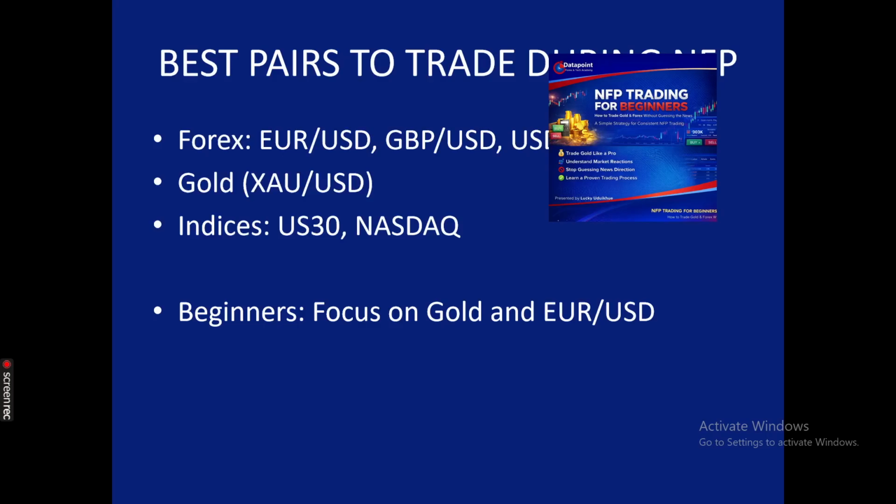Then among commodities, you have gold, which is XAU/USD. Remember, USD is also in gold. Then on the indices, you have US30, USD is there. On the NASDAQ, you have US100, USD is there. On the S&P, which is not that volatile, it's also affected because it's a USD pair, also called US500. So you must be careful whenever you are trading these pairs during the NFP or CPI.